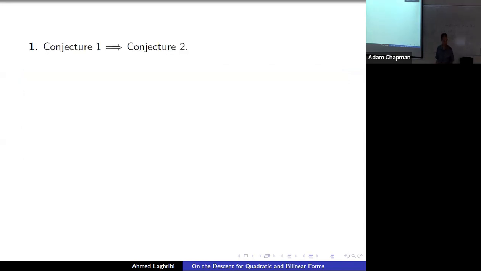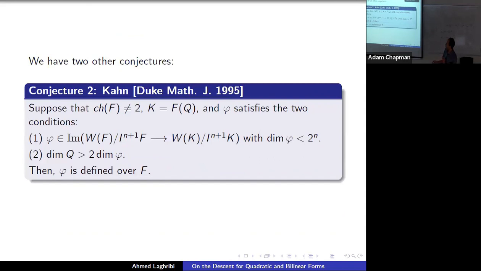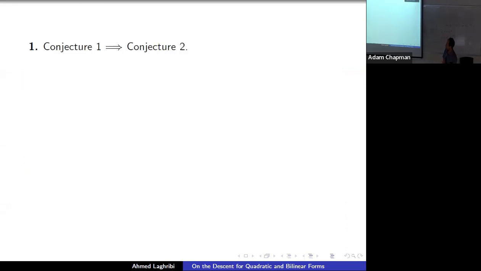Conjecture one is the stronger one. I recall that conjecture one is very simple: unramified, and this condition of the double. Conjecture two is this one. And conjecture three is just the bijection between these two quotients. So conjecture one implies conjecture two. Good. And we would like to see the inverse of this implication.